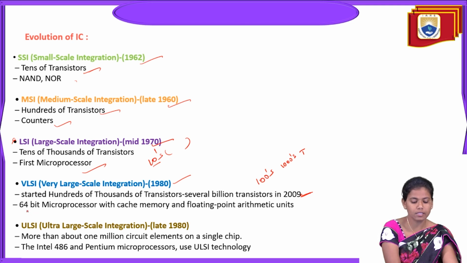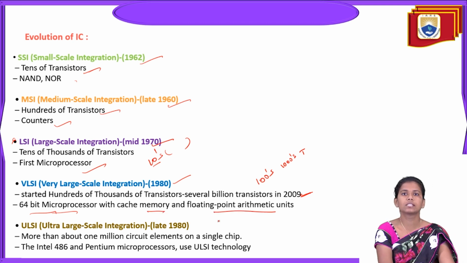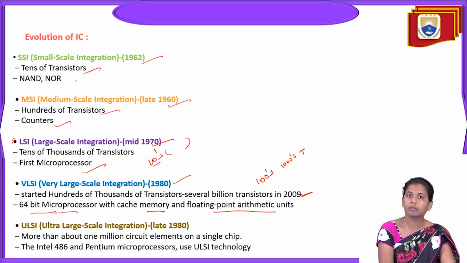For example, 64-bit microprocessors came into existence with cache memory and floating point arithmetic unit. All this came into existence in the midst of the 1980s, with the help of VLSI, very large scale integration circuits, where the chip configuration is hundreds of thousands of transistors. With the help of hundreds of thousands of transistors, different kinds of digital circuits came into existence.